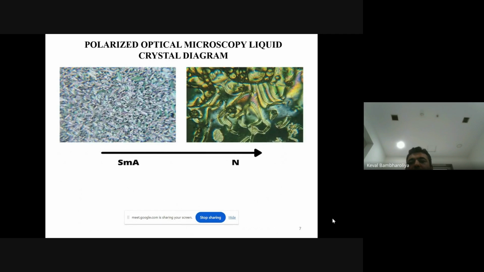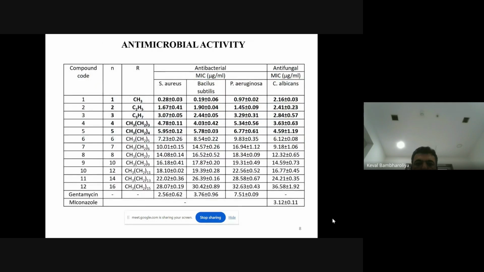This is the photolyzed optical microscopic liquid crystalline diagram, sir, in which the first image shows a schematic diagram and the second one shows a nematic diagram. This is the antimicrobial activity. The table describes the antimicrobial activity.